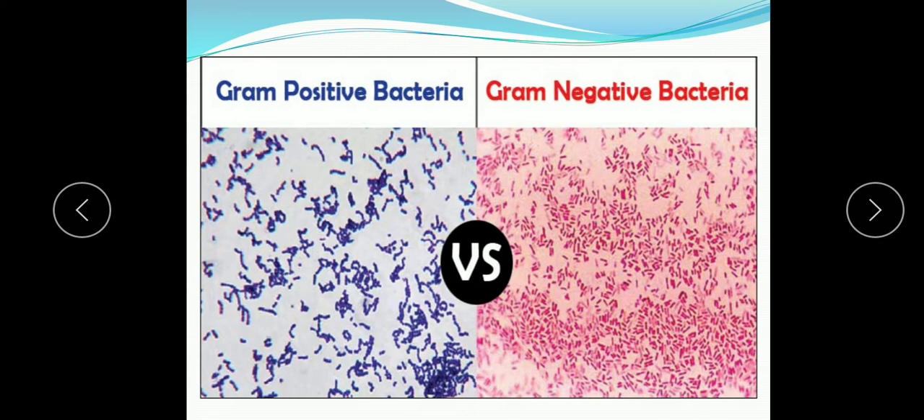So we'll start with the topic, that is the difference between the gram positive and gram negative bacteria. What is the difference? One of the most important and widely used differential staining techniques for bacteria is gram staining. On the basis of gram staining, these bacteria are divided into two groups: the gram positive and gram negative bacteria. So what is the procedure of this gram staining? I will explain it in short so you can understand the difference.